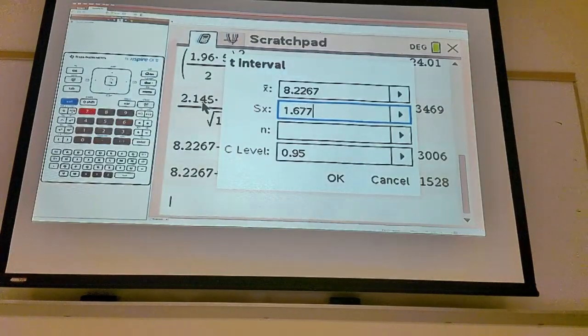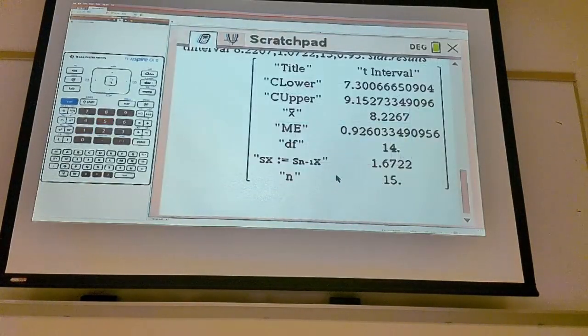Okay. There's your lower limit. There's your upper limit. All listed out for you. So again, really good way to check your work.